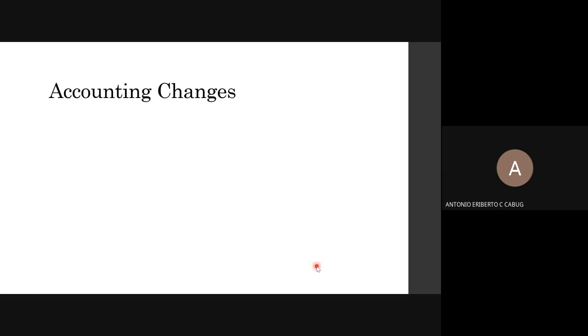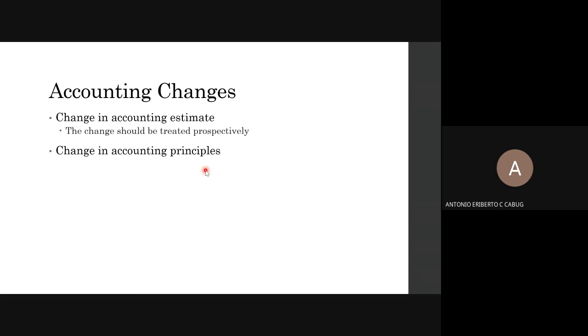Okay? Accounting changes. Alam nyo naman yung change in accounting estimate. Okay? It should be treated prospectively. Now, moving forward. Change in accounting principles. Ito yung change in accounting policy nung undergrad, no? Kapag meron kang change in accounting policy, it should be retrospectively adjusted. Okay? You have to change the previously issued financial statements as well to make things more comparable.